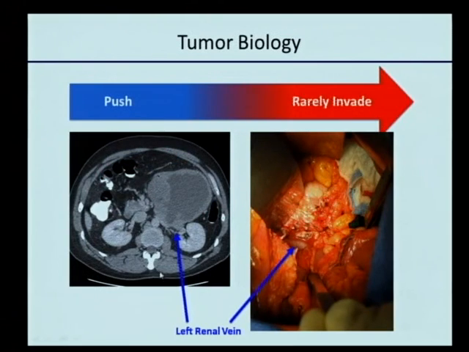Looking more at the biology, these tumors can grow very large, but they tend to push on adjacent organs and rarely invade. Here you can see that the left renal vein appears to be invaded, but the tumor easily came off the left renal vein. So while they often appear invasive on imaging, they often are not.